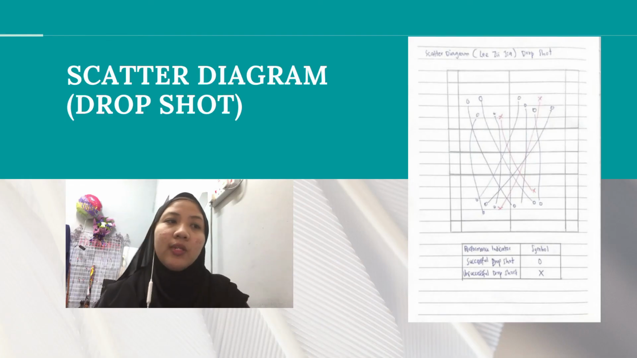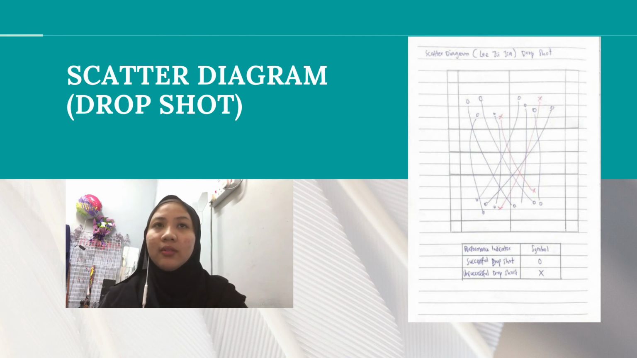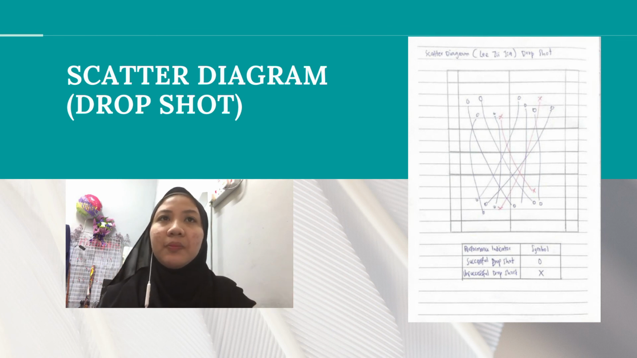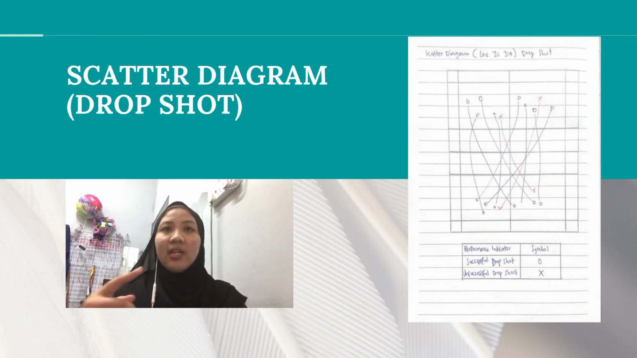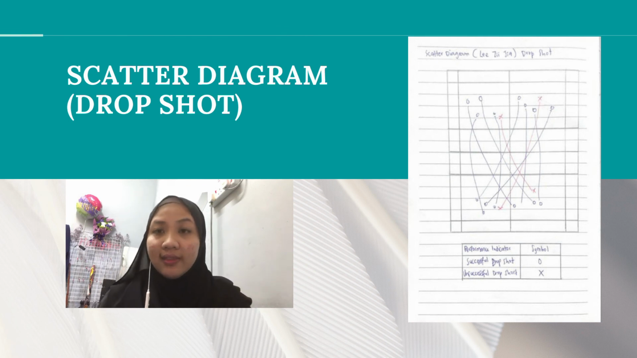Okay, so next I will explain about the drop shot scatter diagram, where, as you can see here, there are two symbols, which are O and X1. The O symbol represents a successful drop shot, and the X1, which is the red mark, is for unsuccessful drop shots. Okay, so as you can see here on the table and the scatter diagram, it shows that 4 of the successful drop shots were targeted at the left area of the opponent, and the other 4 are at the right area of the opponent.